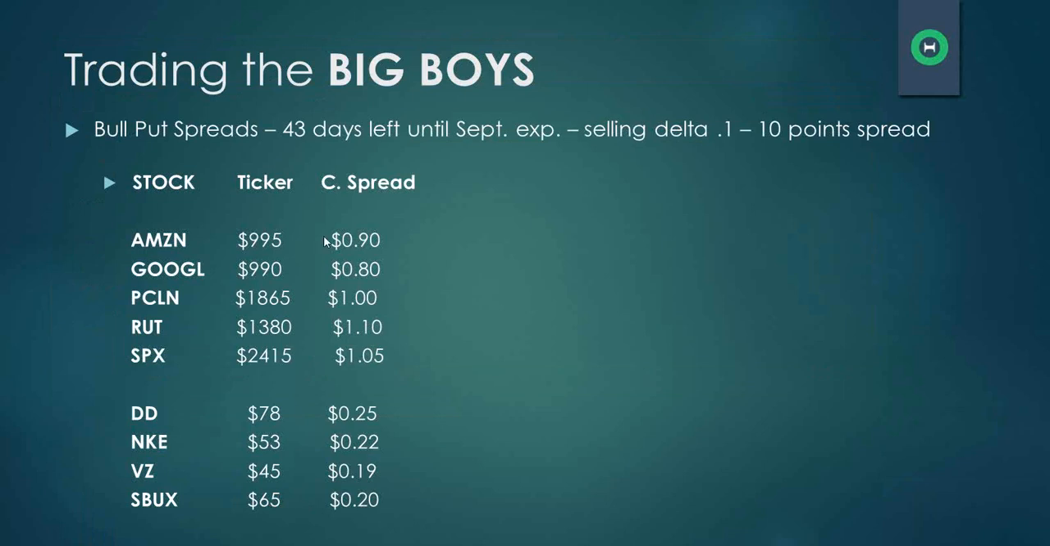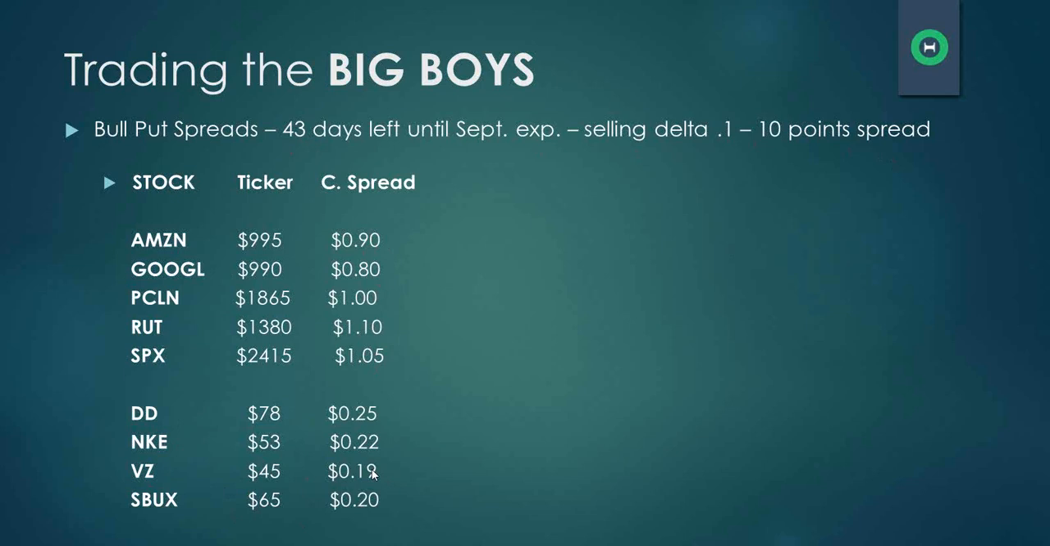Because what I'm doing here on this chart is I set up a bull put spread just 43 days from expiration with a delta of 0.1 with a 10-point spread. And this is the credit I got for the big boys, over $1 in most cases. Compare that to common stocks trading right around the $50 to $100 region, where you're only getting about a quarter on the credit spread. On the Verizon here, you're only getting 19 cents.